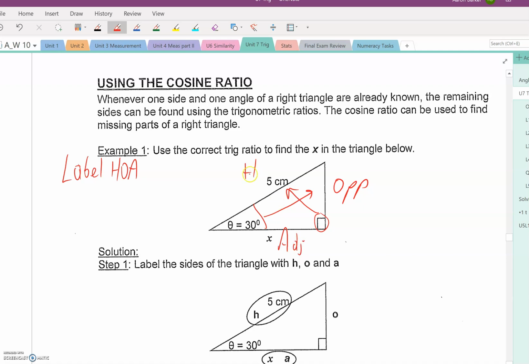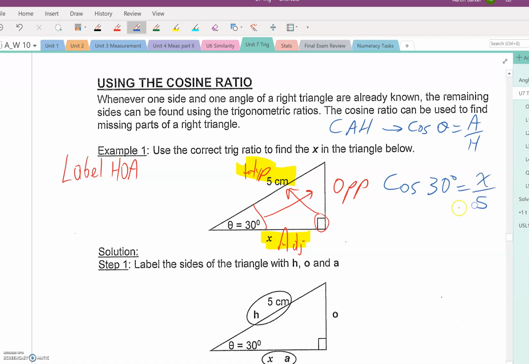Now, we don't care about the opposite this time because we don't know about it. We're not talking about it. What we're talking about is our hypotenuse and the adjacent. And that would be cosine. So cos theta equals adjacent over hypotenuse. And so we will write cos 30 degrees, I must always have something there, equals the adjacent over the hypotenuse.